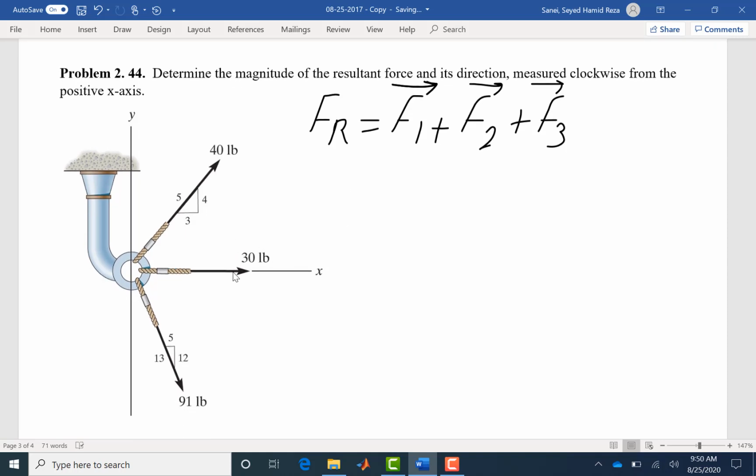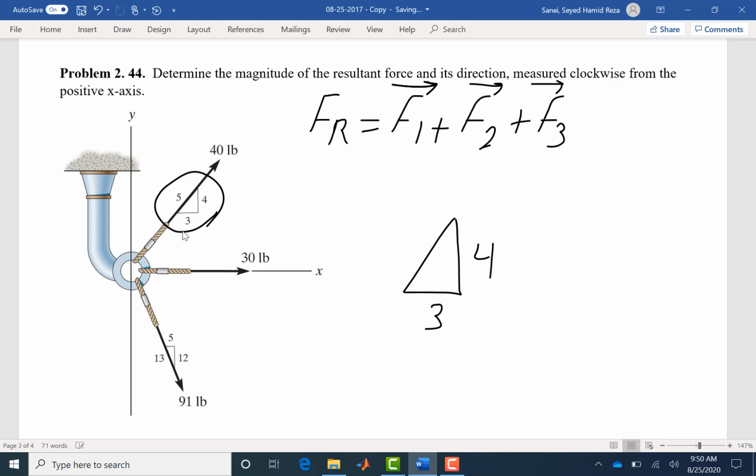For this force, it's in the positive x direction, so that makes it easy. For these two forces, we don't have the angle, but we have this triangular dimension. Let's see what that means. First, I'm going to explain this triangle that we use instead of an angle.